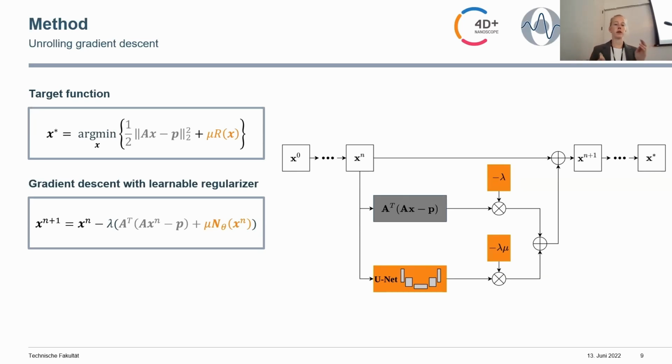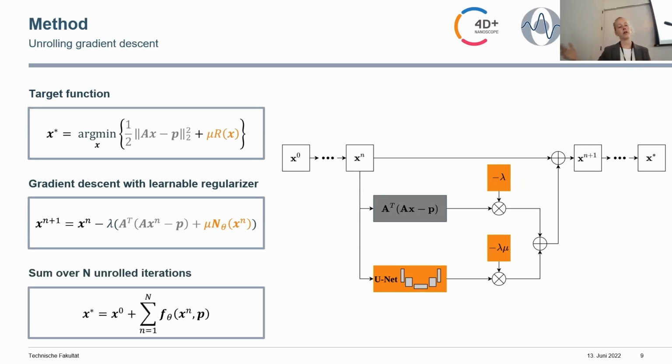And here again, the gradient is composed of the gradient of the data consistency term on the one hand in gray, and then the gradient of the regularizer. And as I said before, what we would like to have is a trainable regularizer. So what we do here is we simply replace the gradient of the regularizer by a trainable network, in our case, just a U-Net parameterized by some parameters theta.